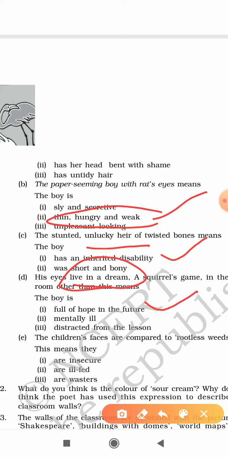Next question is the children's faces are compared to rootless weeds. This means they are insecure, they are ill-fed, they are wasters. Right answer will be they are insecure, because their faces have been compared with the rootless weeds, and rootless weeds have no security because if they are rootless it means they are never secure, they are going to die. In the same way the children's faces are compared, so they are also insecure.